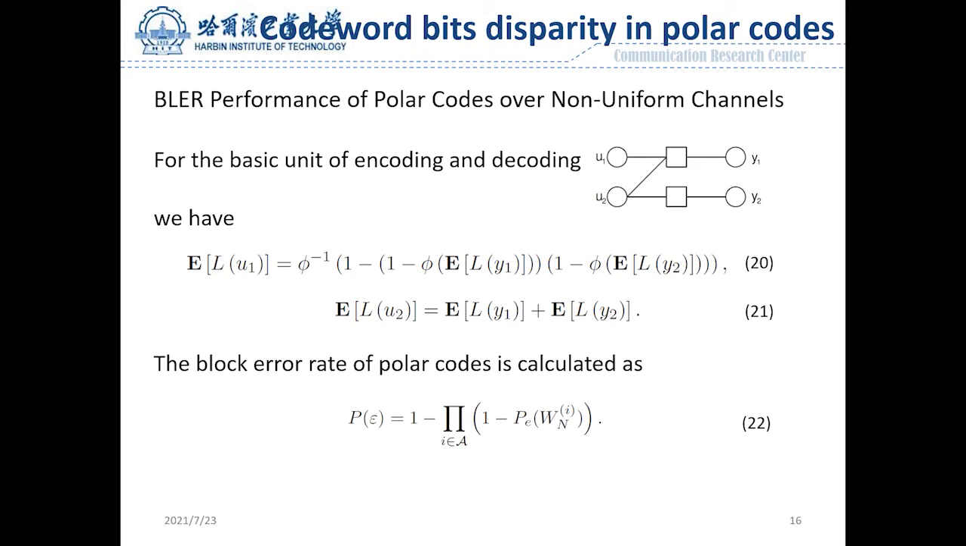The next part, codeword-based disparity in polar codes. First, let's talk about the BLER performance of polar codes over non-uniform channels. For the basic unit of encoding and decoding shown in this figure, we have equations 20 and 21. And the block average of polar codes is calculated as equation 22.